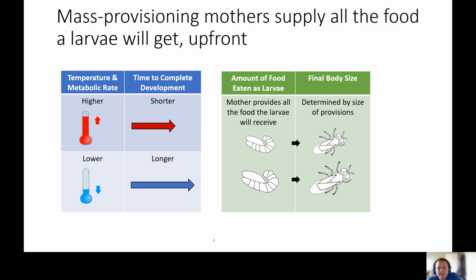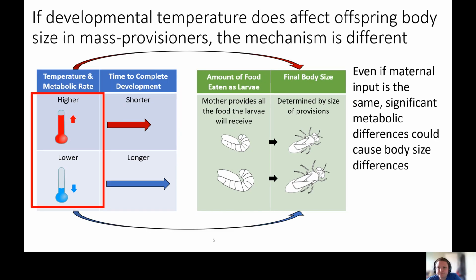If the temperature size rule does apply to mass provisioners, in theory, a mother bee could simply bypass the effects of the temperature size rule by providing more food to her offspring if they're developing at a higher temperature, to compensate for the higher metabolic and developmental rates. If developmental temperature does affect offspring body size in mass provisioners, the mechanism is different. For instance, if maternal input is the same, significant metabolic differences could be causing body size differences in bees.